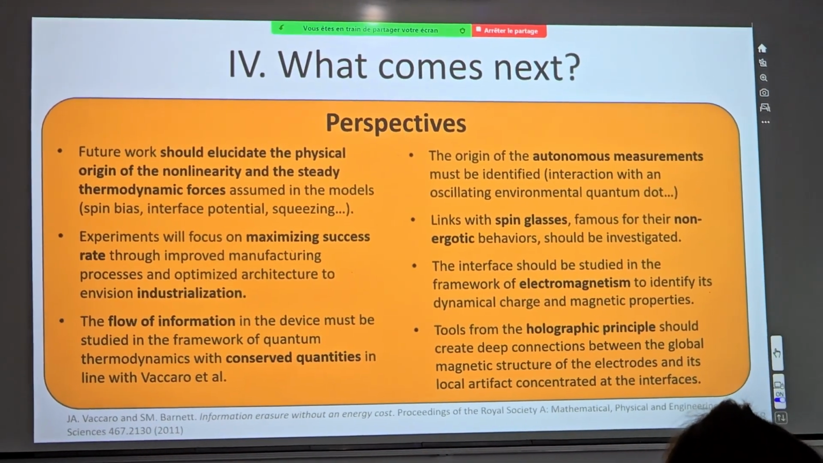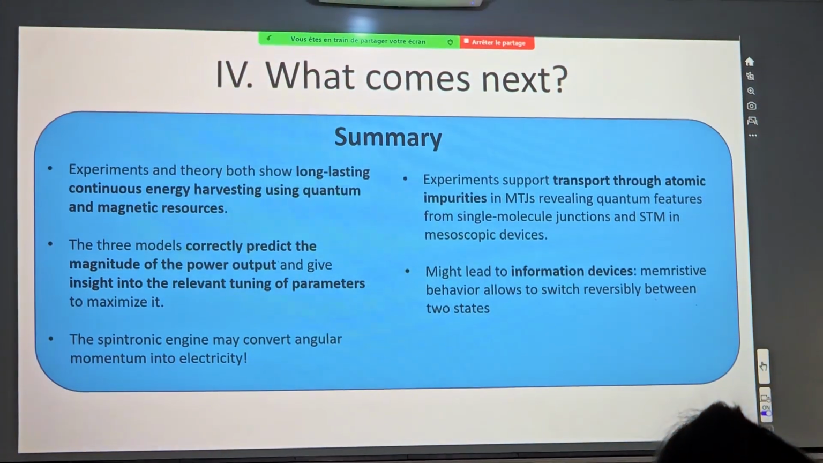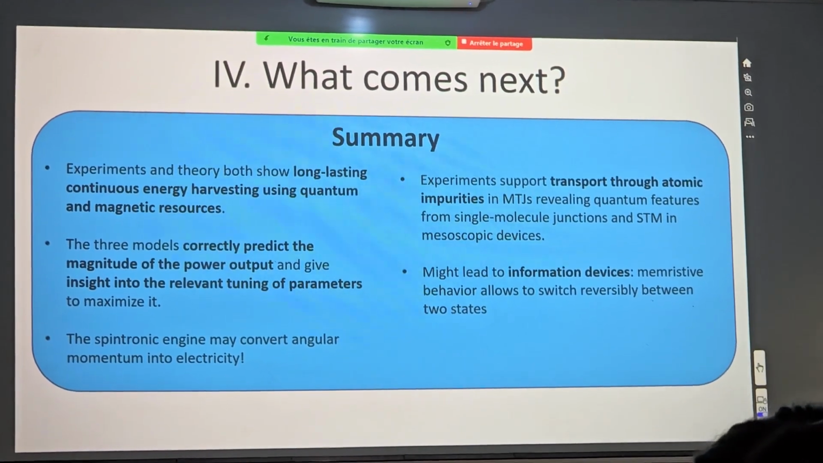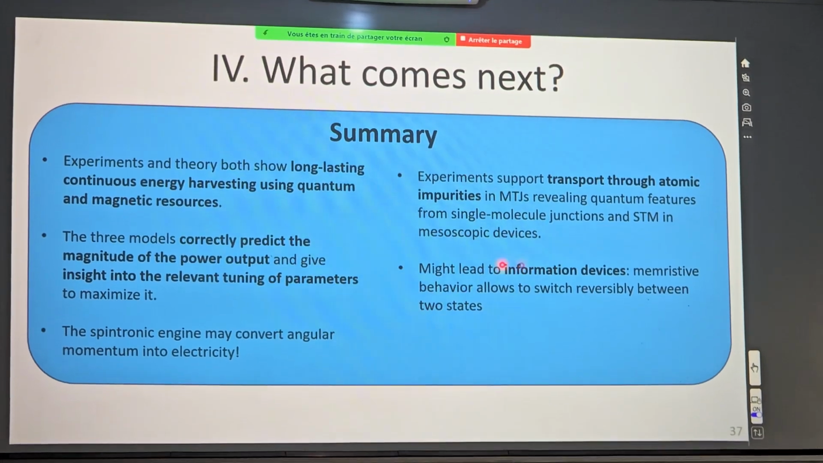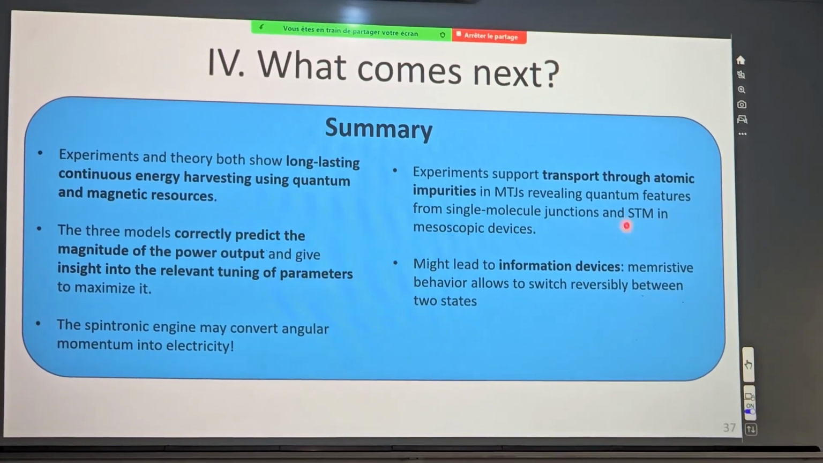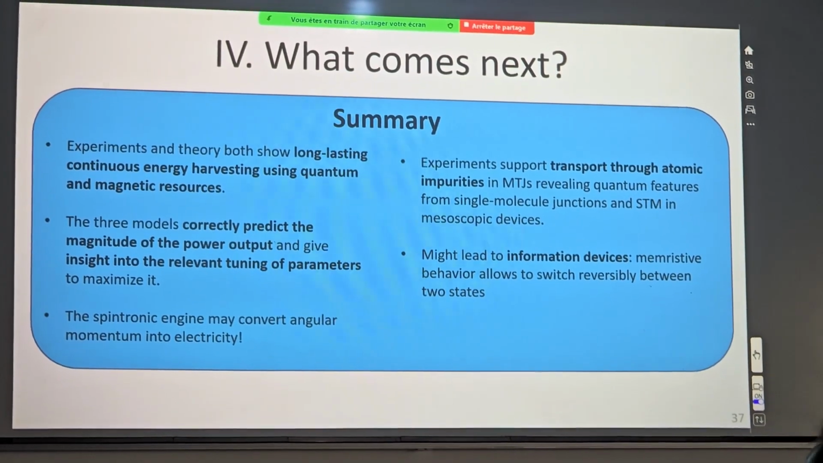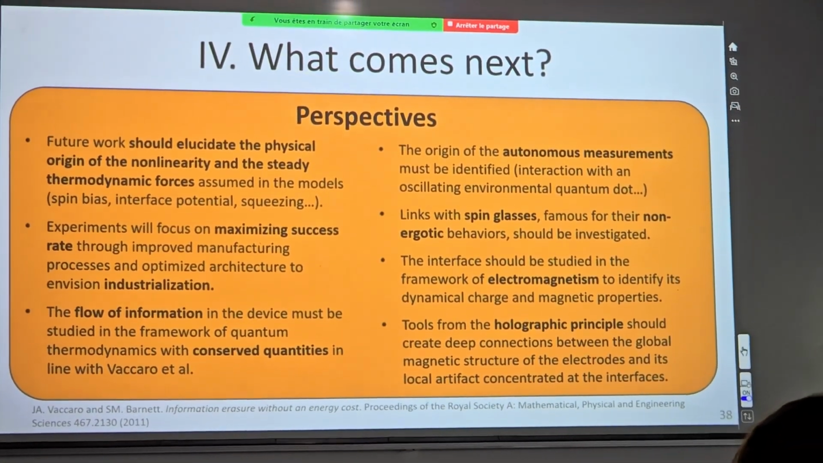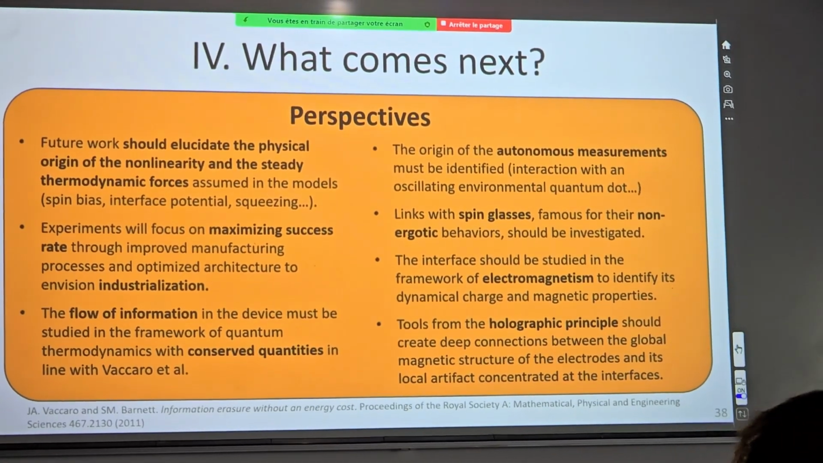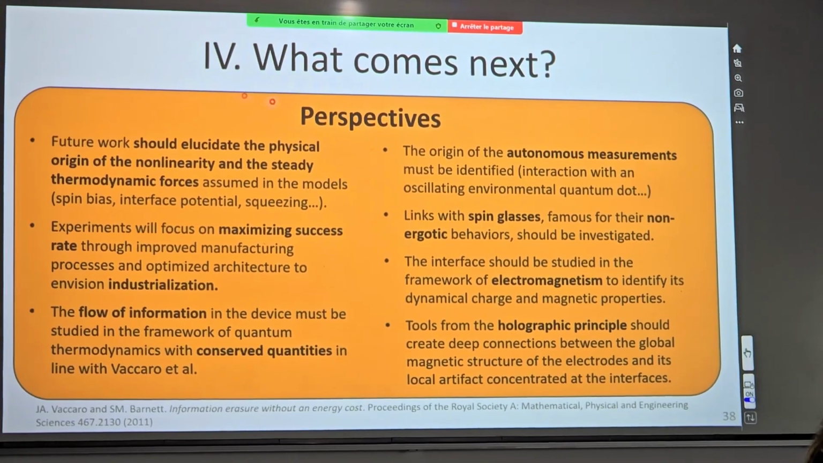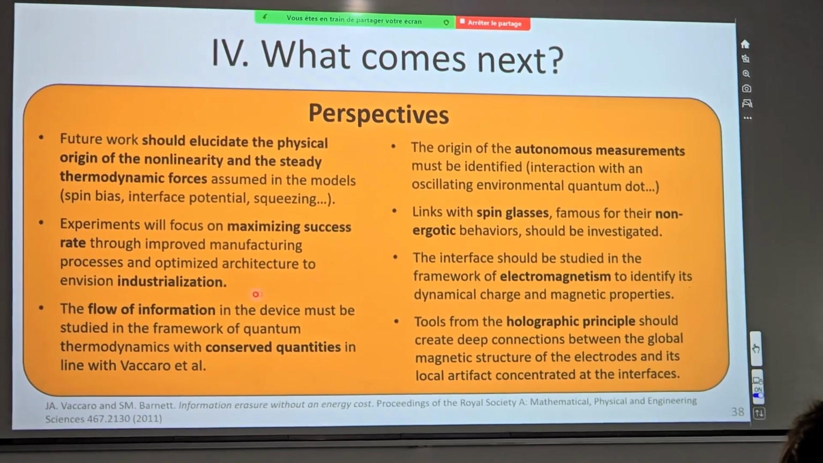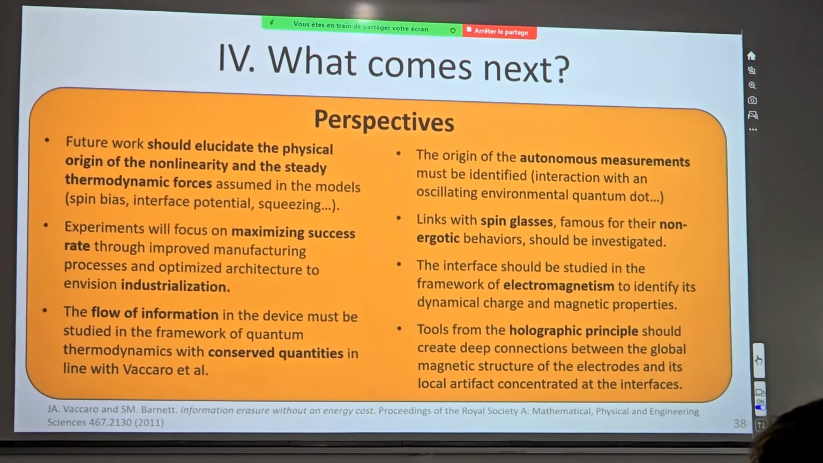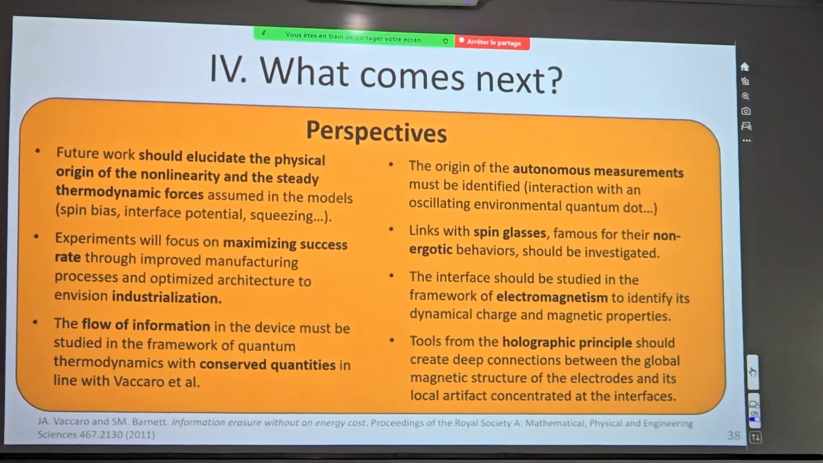And future work should elucidate and support, with experiments, the transport through atomic impurities in magnetic tunnel junctions, which reveal quantum features from single molecule junctions and STM in mesoscopic devices. And so future work should elucidate the physical origin of the nonlinearity and the steady thermodynamic forces I have assumed in the models. Then experiments should focus on maximizing the success rate through improved manufacturing processes and optimized architecture, in order to envision industrialization.